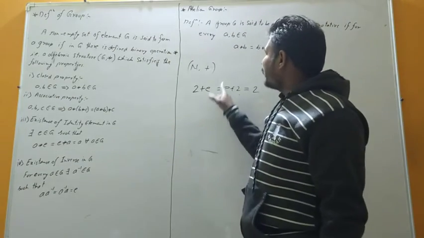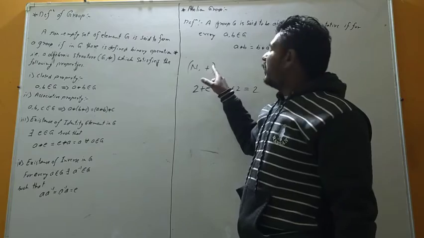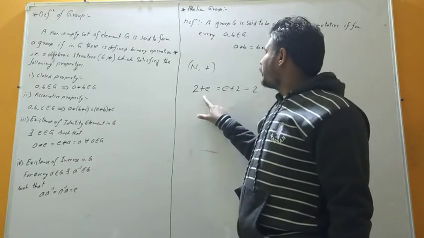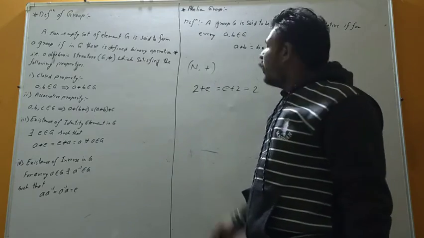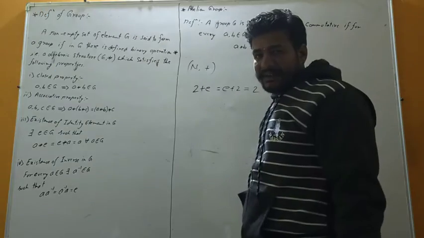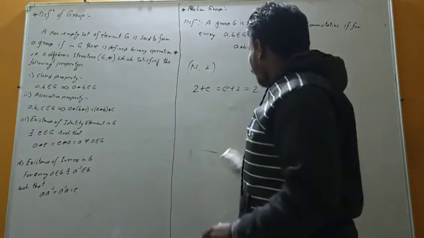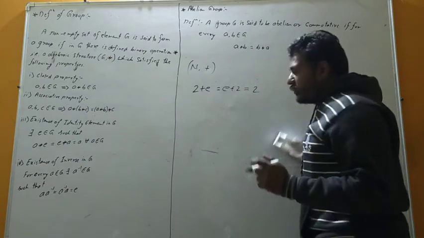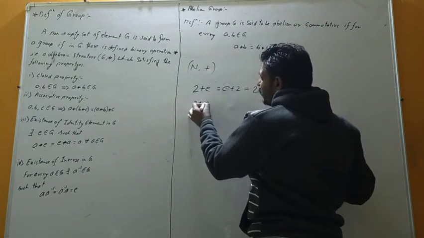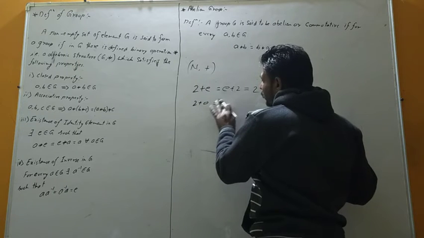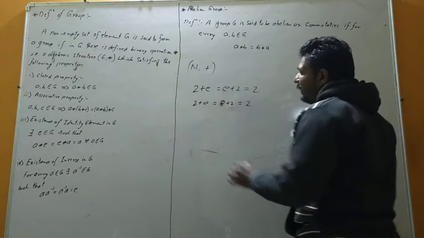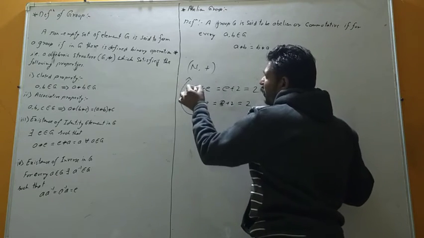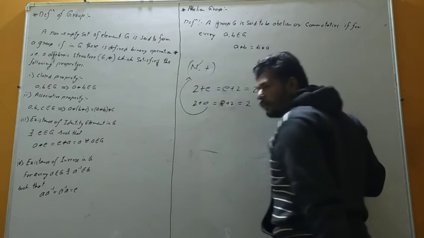So does there exist any number such that if we add it to 2, we will get 2, in the natural numbers? Obviously this is not satisfied. Why? Because for this we require 0, meaning 2 plus 0 is equal to 0 plus 2 is equal to 2. And this 0 does not belong to the natural numbers.